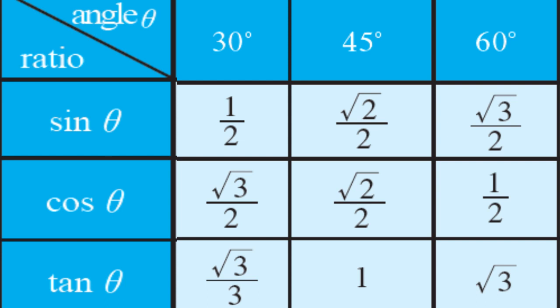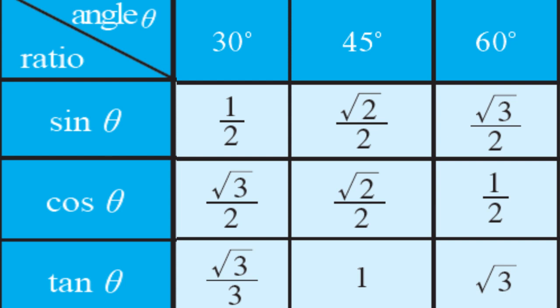To summarize, sine 30 degrees is always equal to 1/2. Cosine 30 degrees always gives us square root of 3 over 2. Tangent 30 degrees always gives us square root of 3 over 3. Meanwhile, if we have 60 degrees, sine 60 degrees is square root of 3 over 2. Cosine 60 degrees always gives us 1/2. And tangent 60 degrees always gives us square root of 3.